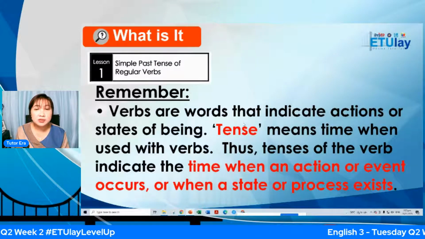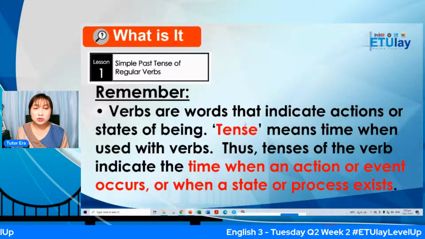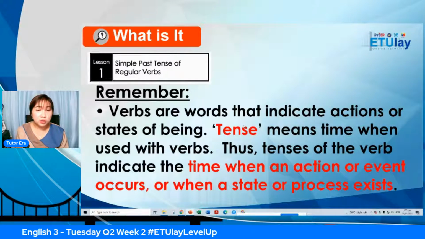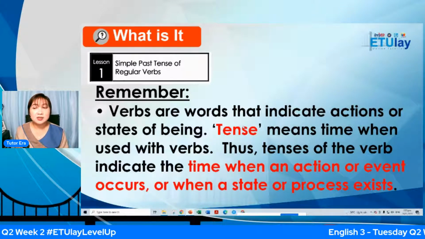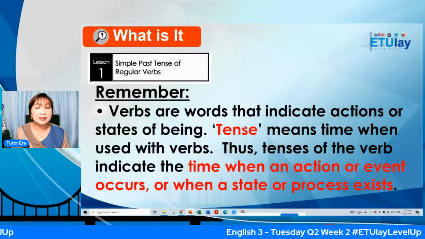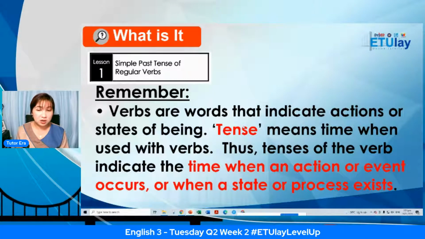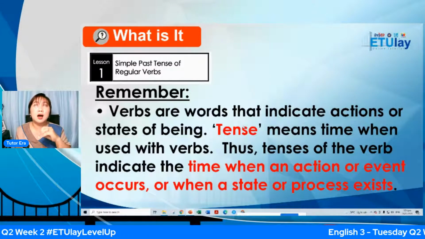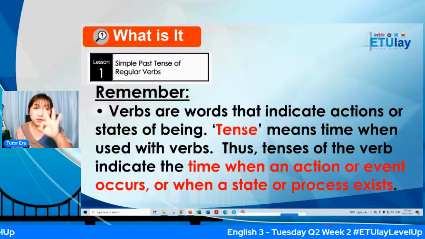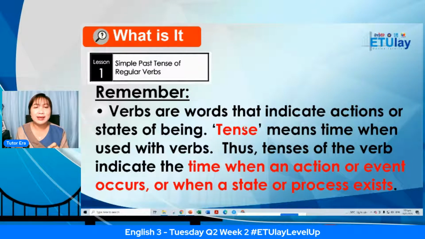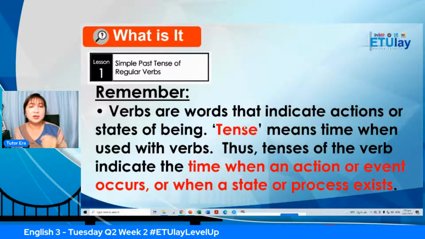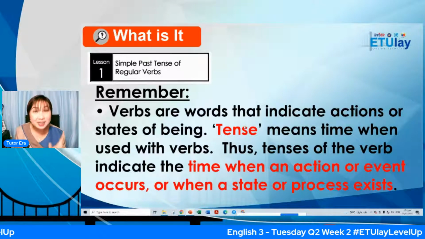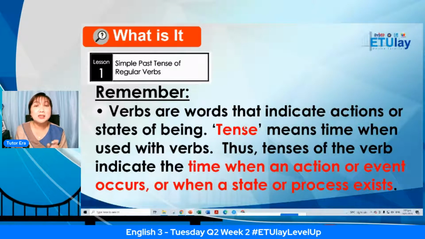Remember, verbs are words that indicate actions or states of being. Now, tense means time when used in verbs. Thus, tenses of the verb indicate the time when an action or event occurs or when a state or process exists. Our episode is composed of three parts. Lesson one is the simple past tense of regular verbs, while we are going to reveal the next two a little later.